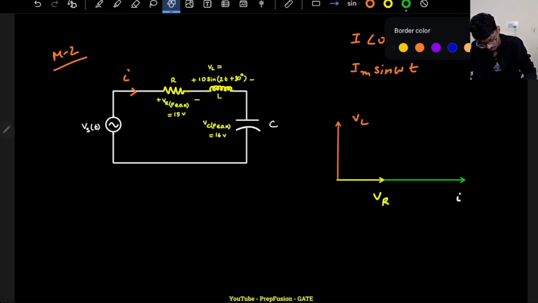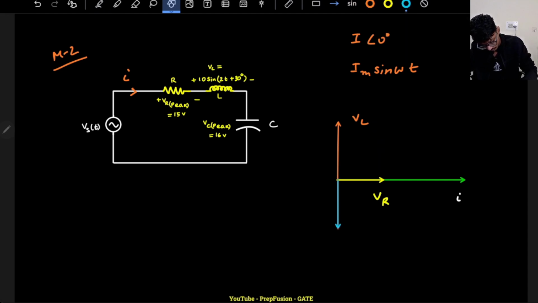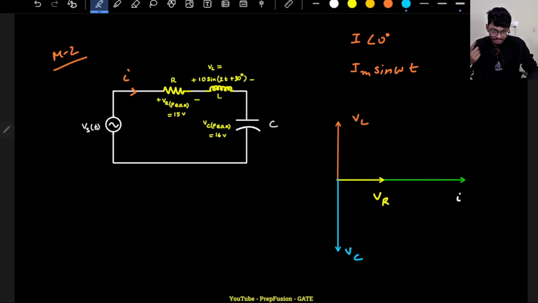And the voltage Vc will be here. Okay, this will lag the current because capacitor current leads the voltage. So these are the voltage current equations. All these things are present over here.